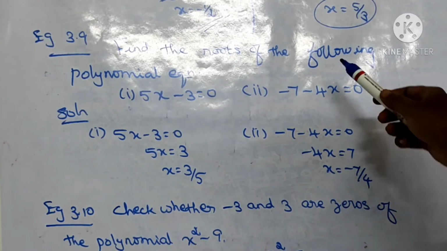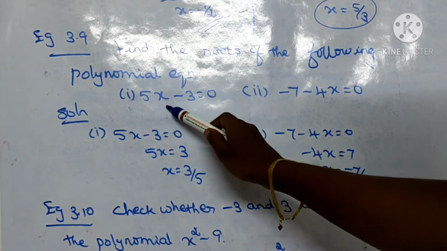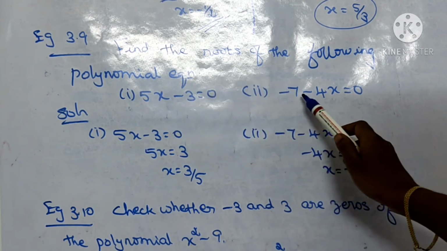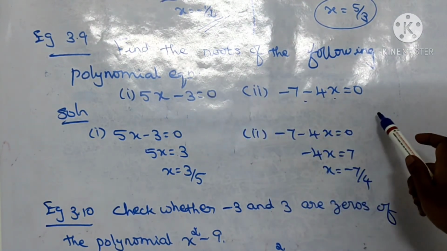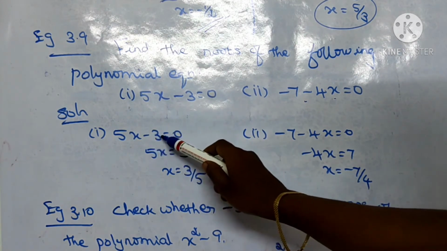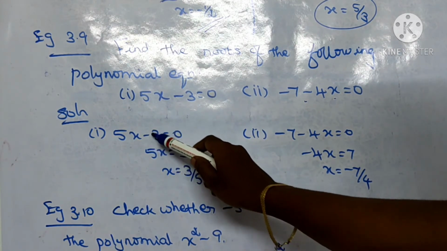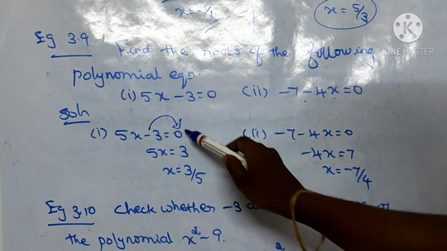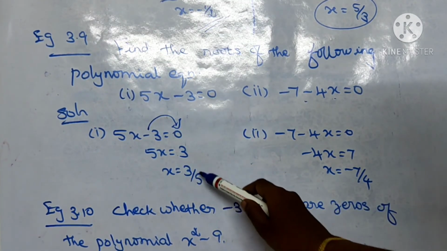Find the roots of the following polynomial equations: 5x minus 3 is equal to 0 and minus 7 minus 4x equal to 0. 5x minus 3 is equal to 0, then 5x is, we take minus 3 to the right side, we get plus 3. So x value is 3 by 5.